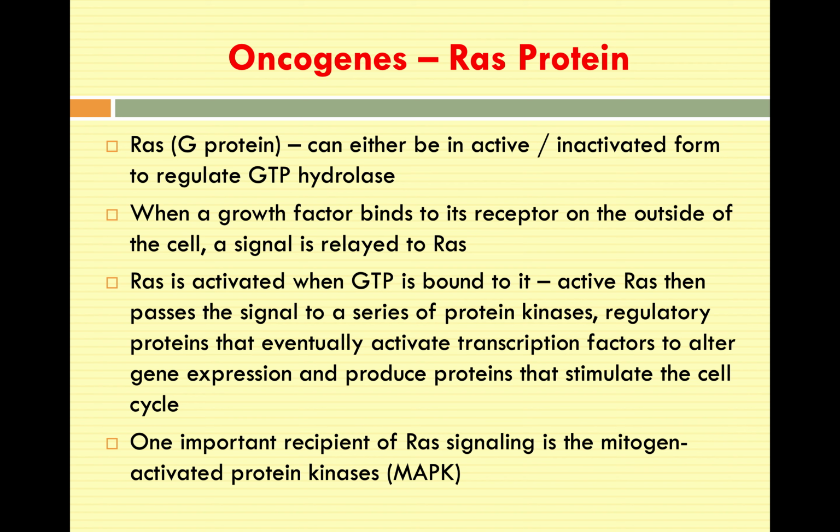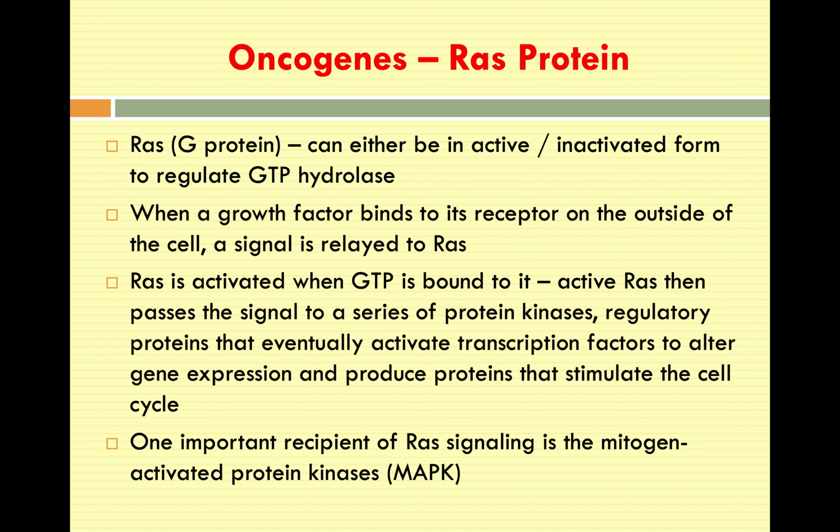So when a growth factor binds with a receptor on the outside of the cell, a signal is relayed to the RAS protein, and RAS is activated when GTP is bound to it. An active RAS then passes the signal to a series of protein kinases. So remember, kind of like your two components, regulatory proteins that eventually activate a transcription factor to alter gene expression, and of course, it will produce proteins that stimulate the cell cycle.